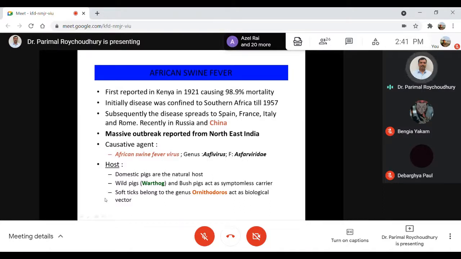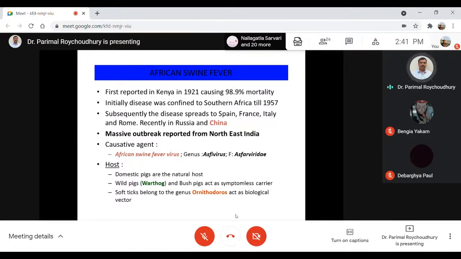Now, if you go to the host, this occurs in the domestic pig, which is primarily affected by this infection. However, the wild pigs, particularly warthogs and bush pigs, act as symptomless carriers. That again complicates the epidemiology of the disease. So, in the African continent, a lot of wild boars, warthogs and bush pigs are found to harbor the virus in the wild.